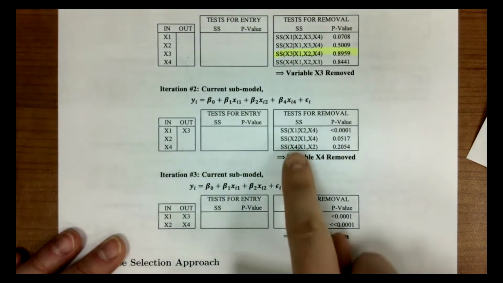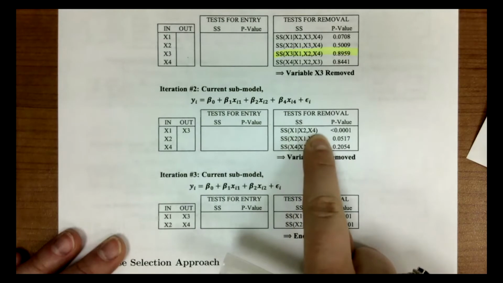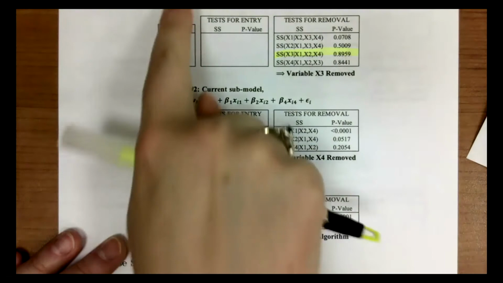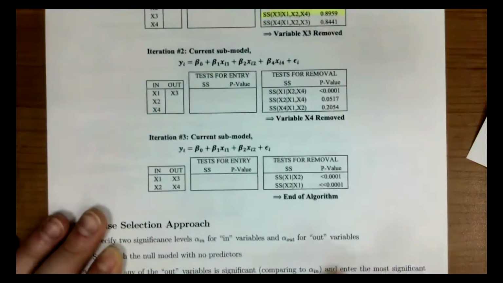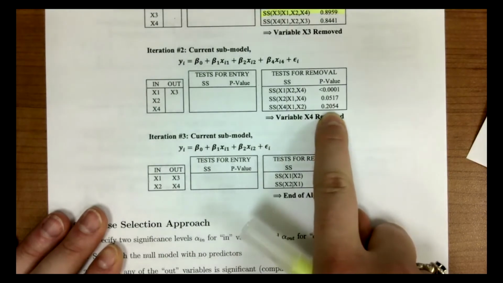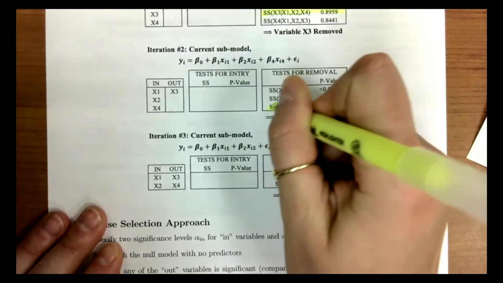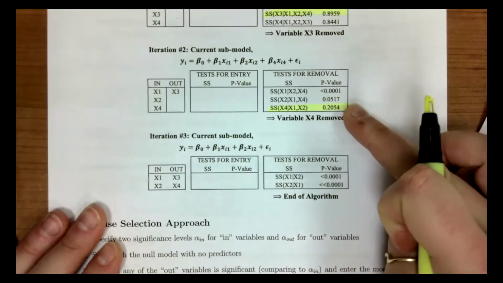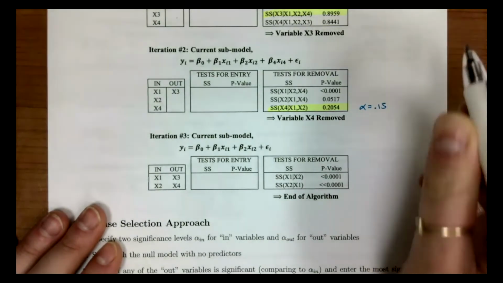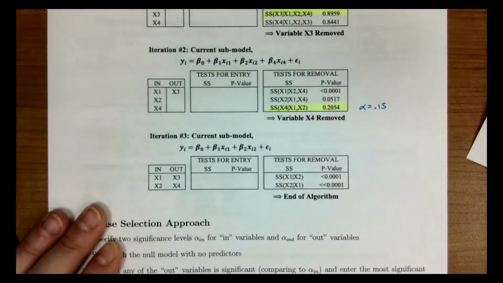We're going to do the same idea. We're going to look at x1 given the other two variables, x2 given the other two, and x4 given the other. We're going to look at these, and we're going to see which p-value is the largest and also larger than our alpha. So we look here, and this is the largest p-value. So let me highlight that. This is the largest p-value, and it is also bigger than our alpha equal to 0.15. So we're going to remove that x4 variable from our model.